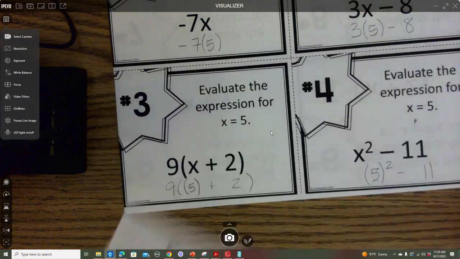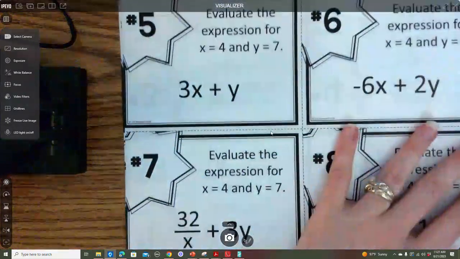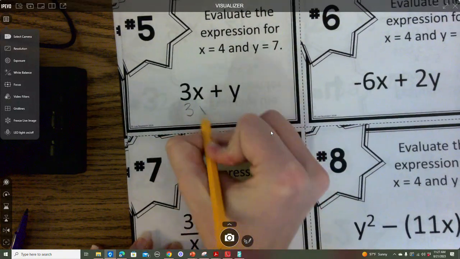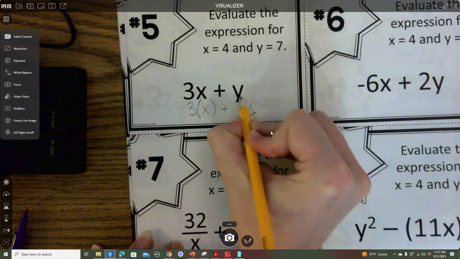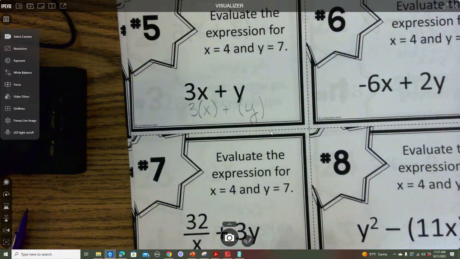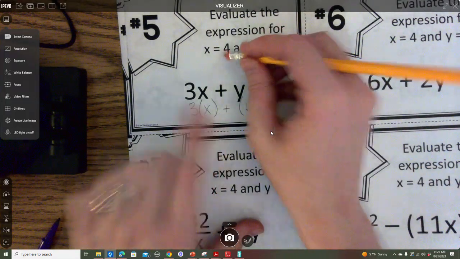All right, second page, number 5. So I am going to do this one by hand because it's got 2 letters in it. So I'm going to rewrite it. Each letter, even though they're different, each letter gets its own set of parentheses. Just make sure when you do the swap that you're swapping the right letter and number. So X is 4.